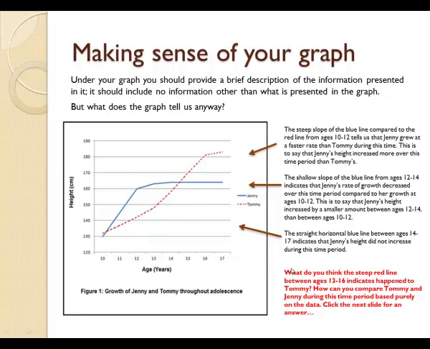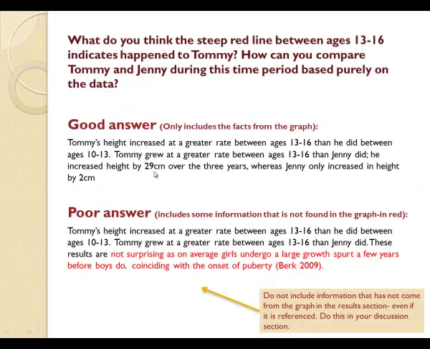Now, what do you think the steep red line between ages 13 to 16 indicates happened to Tommy? How can you compare Tommy and Jenny during this same time period? So now we're looking at Jenny between ages 13 to 16, based purely on this data. Have a think about that. I've got an example of a good answer and a poor answer, hopefully to give you an indication of the sort of thing you should write about in your lab report.